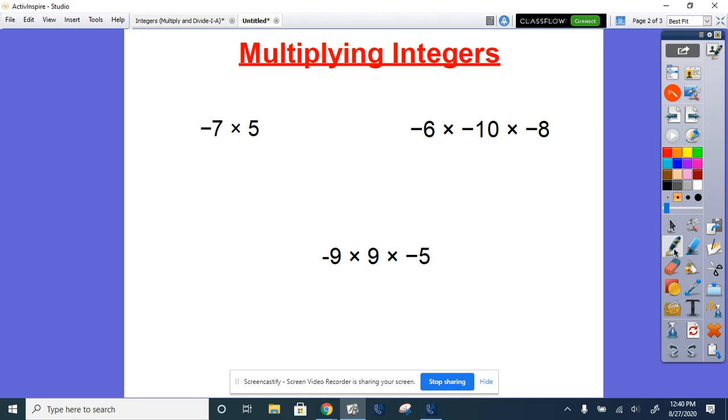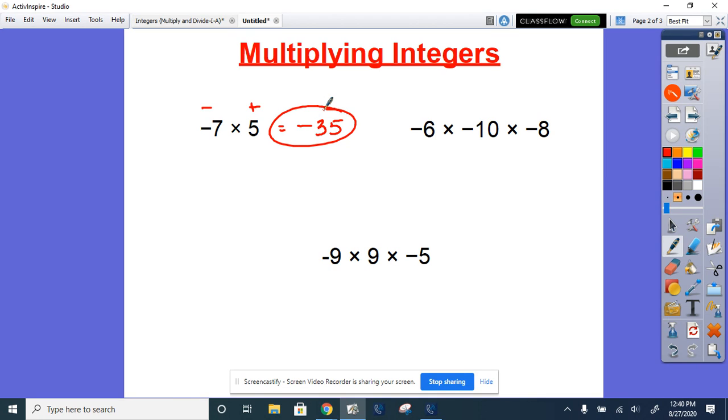Okay, so a couple examples here. Here's how I like to think about it. I like to take care of my sign first. So I like to think about I have a negative times a positive, and by my rule, I have an odd number of negatives there, which means my answer is going to be negative. So I write the negative in right away, and then I just multiply 7 times 5, which is 35. Therefore, the answer is negative 35.